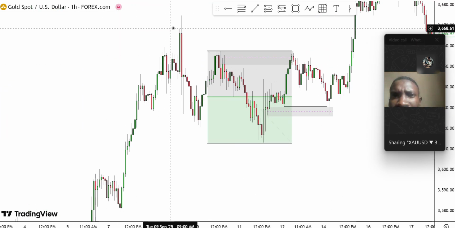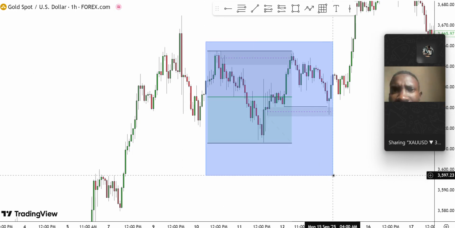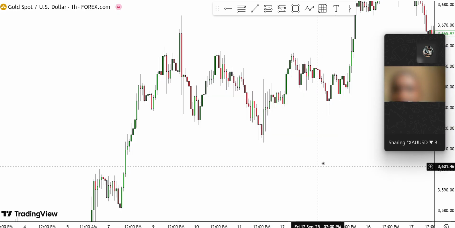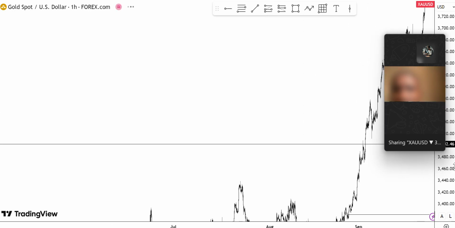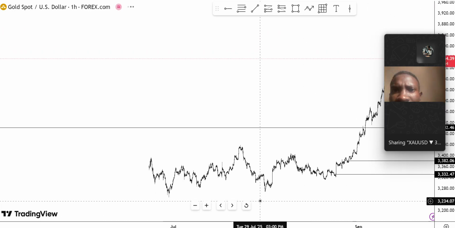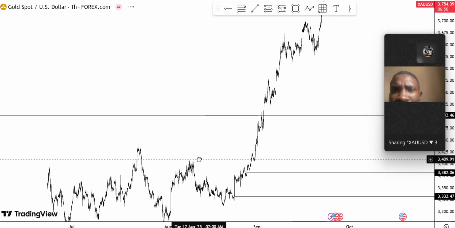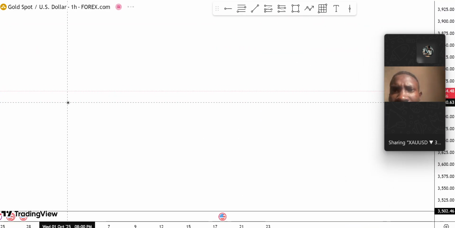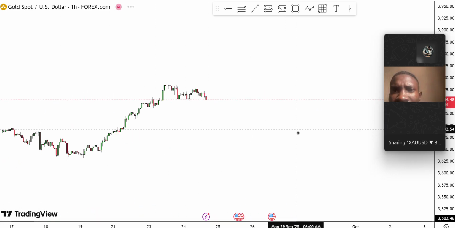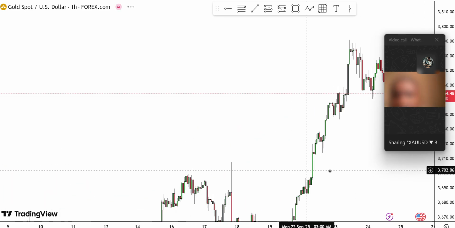So let's go to imbalance. I don't think gold will be a very good example for identifying imbalance, because there's a lot of imbalance on XAU right now. A lot of imbalance.